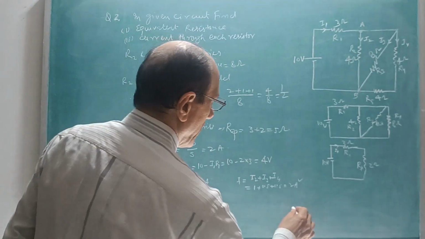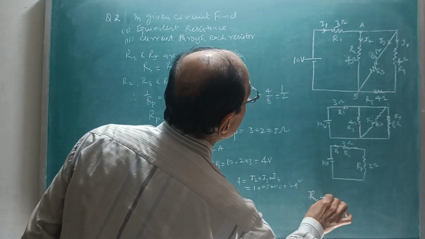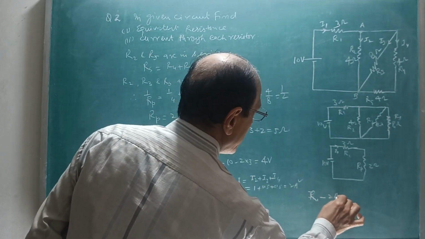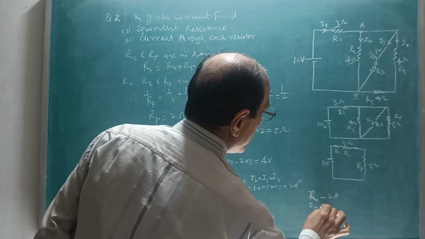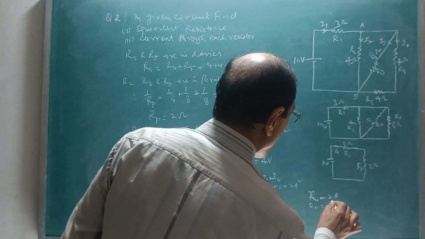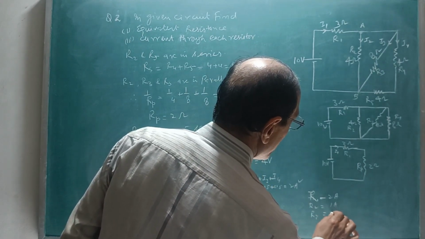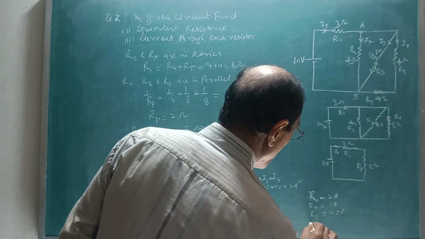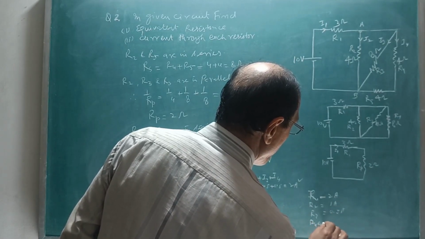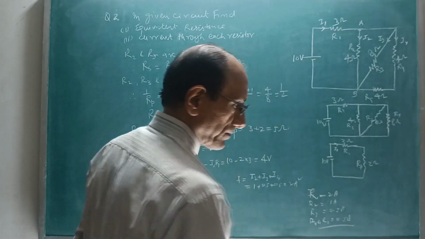So here we have the current through R1 is 2 ampere, through R2 is 1 ampere, through R3 is 0.5 ampere, and through R4 and R5 is again 0.5 ampere.